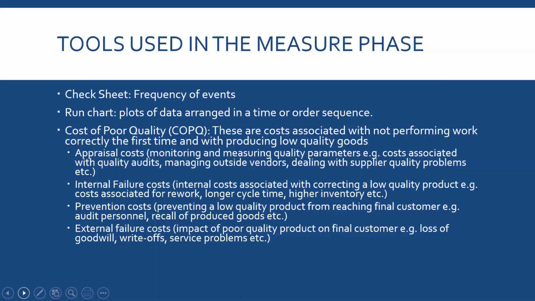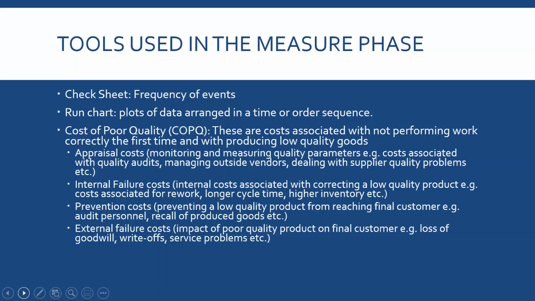Second thing we're going to talk about is the run chart. The run chart is a plot of data arranged in time or order sequence. So this is what we call the run chart, or the statistical process control chart, the SPC chart. These are data that we get from monitoring the process for the long term over time.